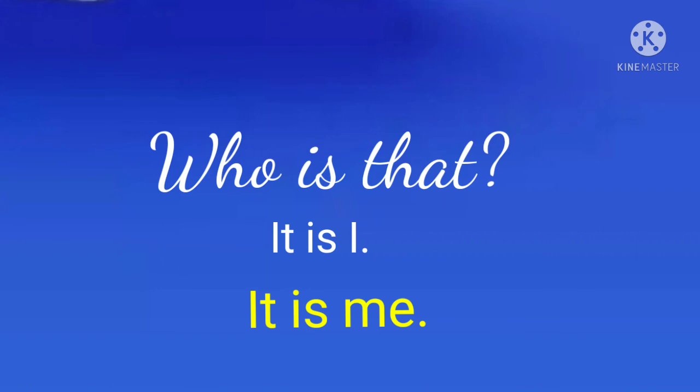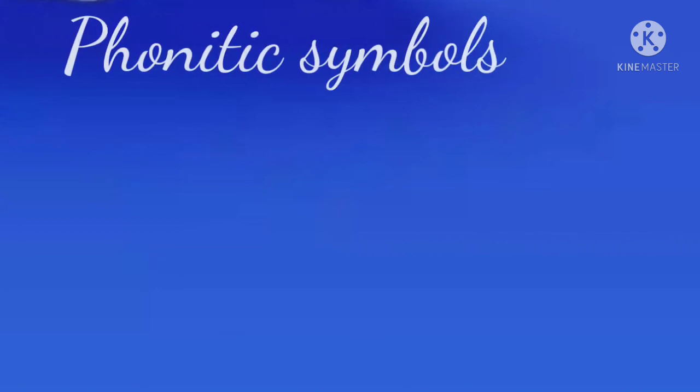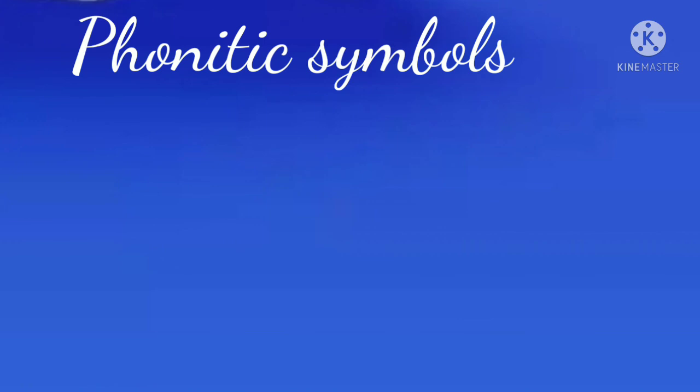Okay, now let me introduce two more phonetic symbols. One is a plus u, that is ow. First write a, then u. The symbol for a, symbol for u, together you can read it as ow. It occurs in all the three positions.